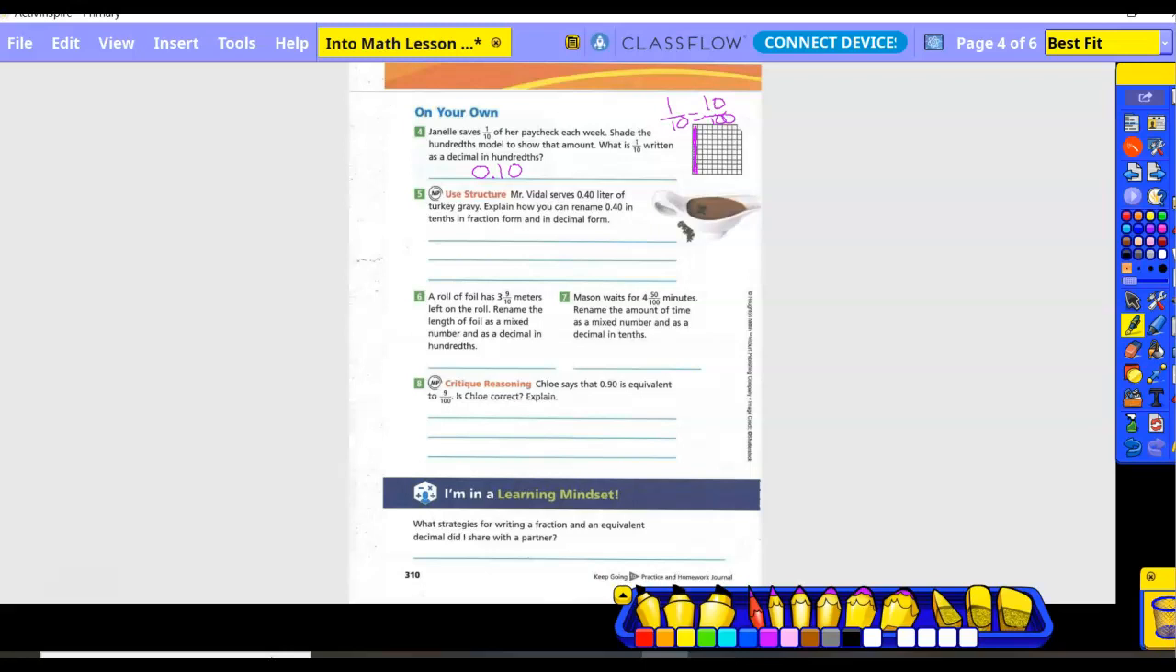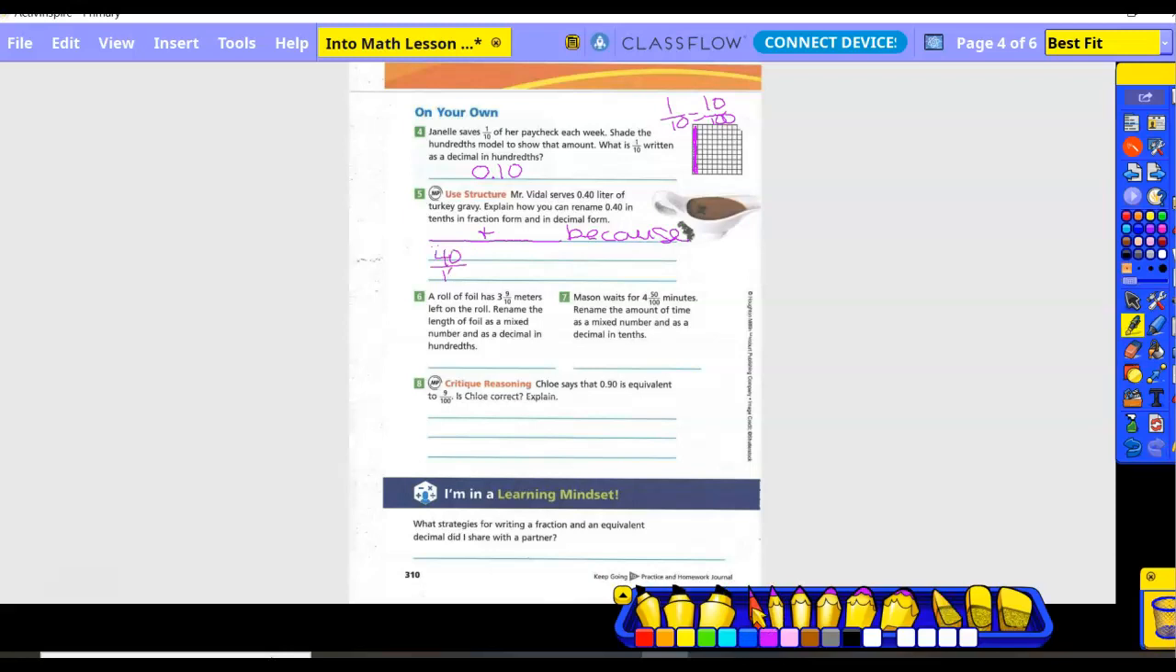Okay, number 5. Mr. Gardell serves 40 hundredths liter of turkey gravy. Explain how you can rename 40 hundredths in tenths in fraction and decimal form. So let's put our line. Put and because. So what would we write that as a fraction? 40 hundredths like this, right? Equals, what is our new denominator? We can actually write a little bigger than that. We don't have to write so small. What's our new denominator? 10.